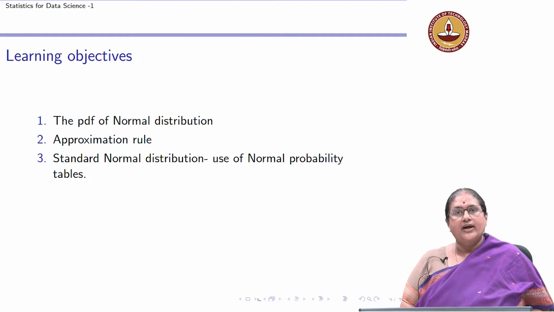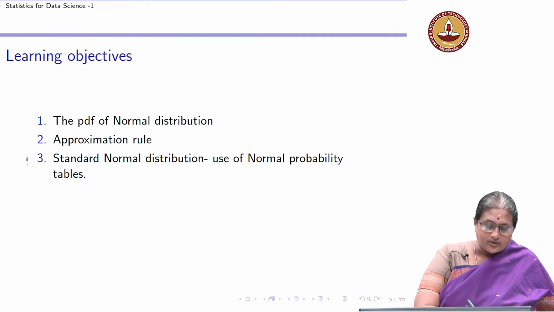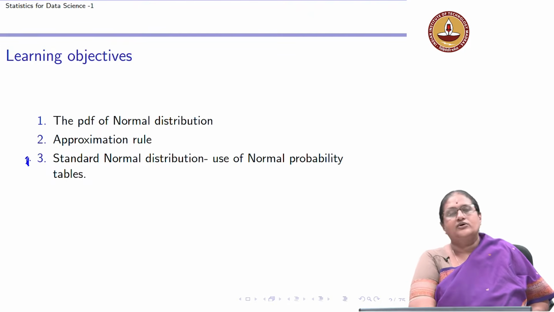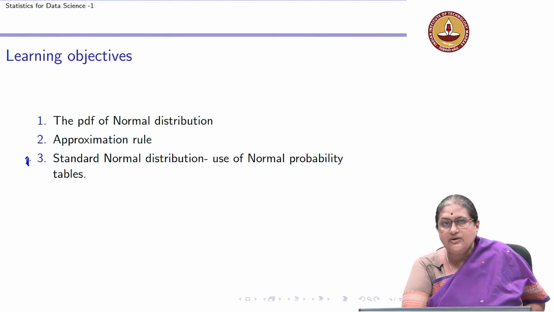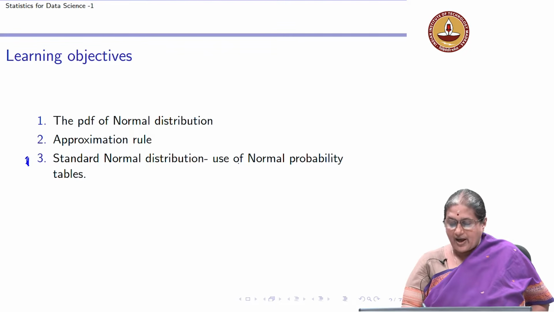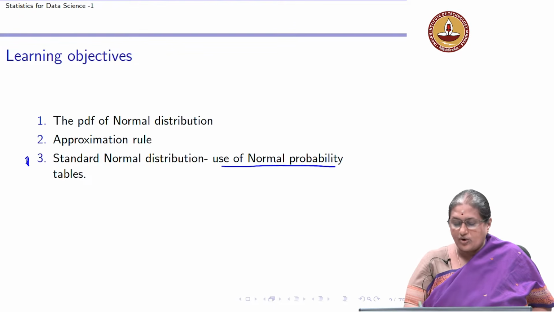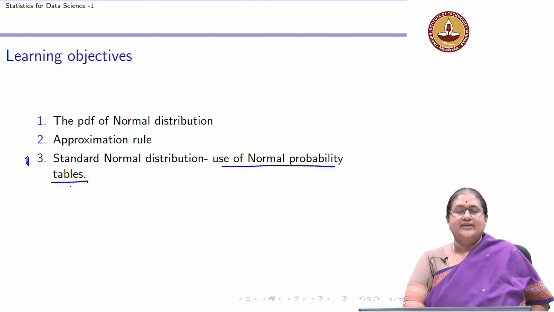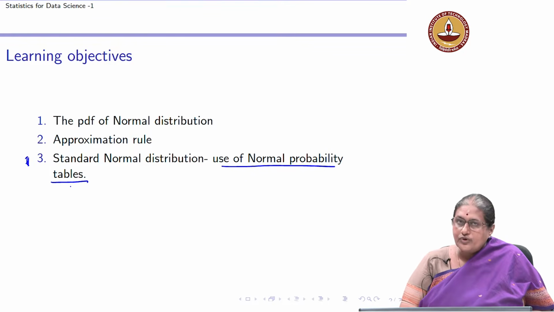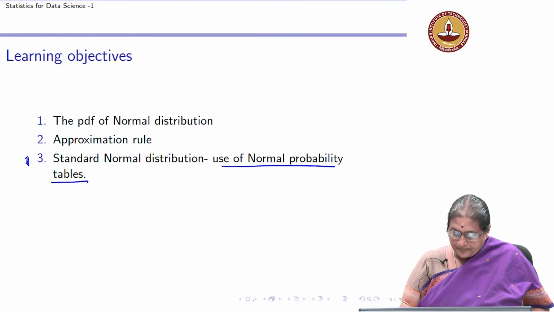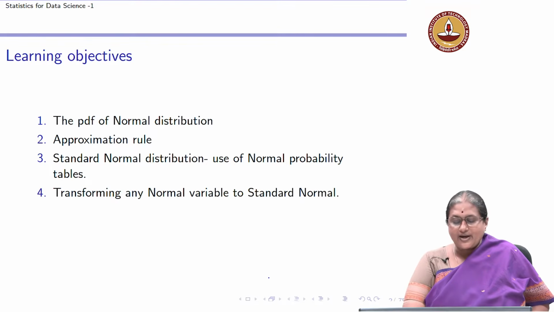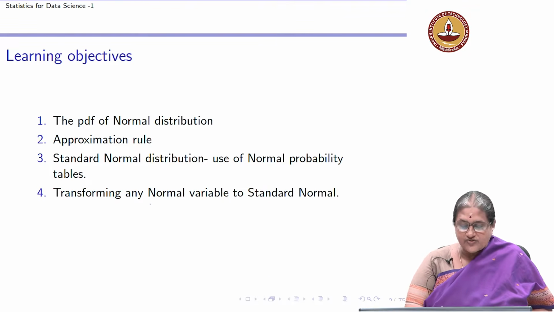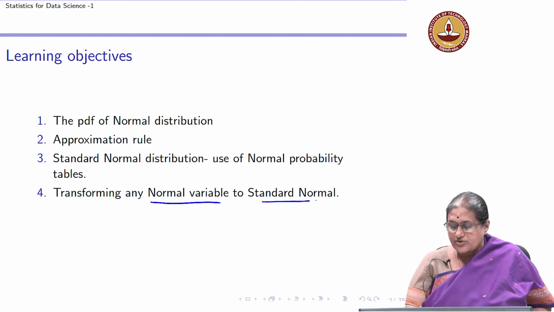Then this is where we are going to actually focus a lot: what is the standard normal distribution, and how do we use the normal probability tables, because we need to understand how to use the normal probability tables, and this is something which we are going to focus on for a lot of time. Then we will look at how we standardize or transform any normal variable to standard normal.